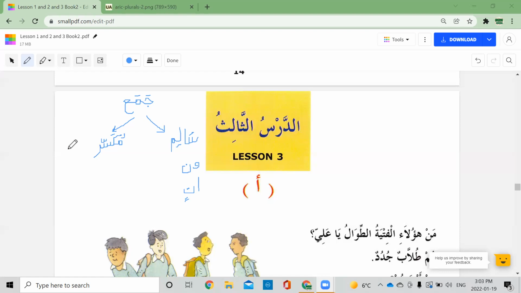And in Arabic, there are two types of plurals. There's jama salim and jama mukassar. Salim means that for the plural, all you will do is at the end, you will either add una or atin. Una if it's muzakkar, if it's masculine, and if it's feminine, then you will add atin.